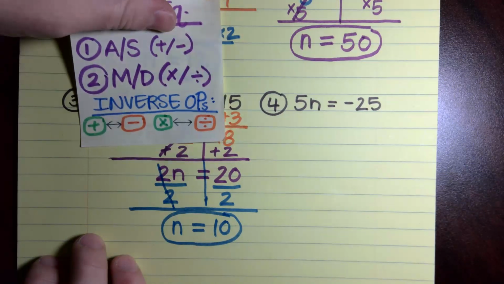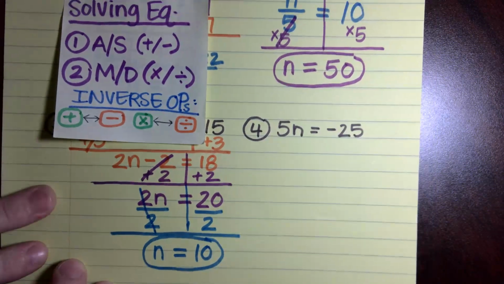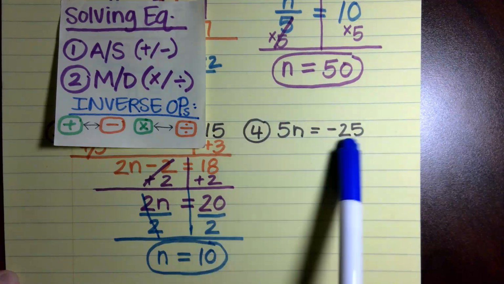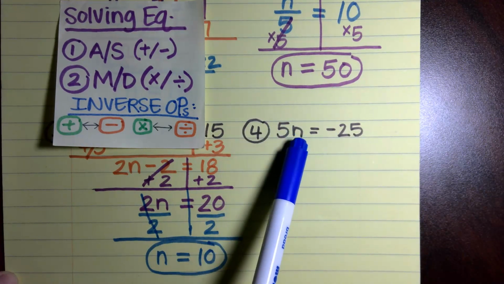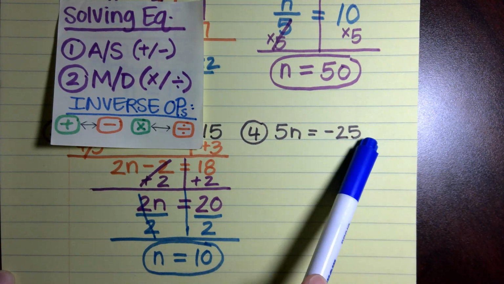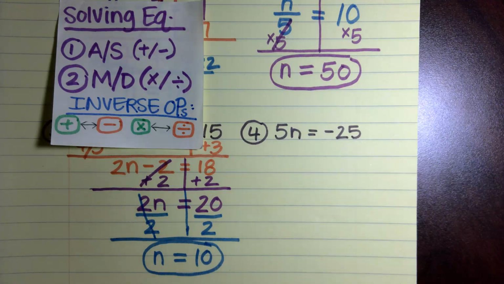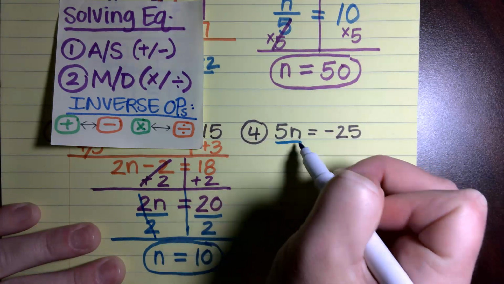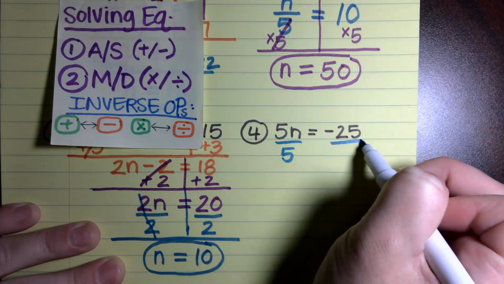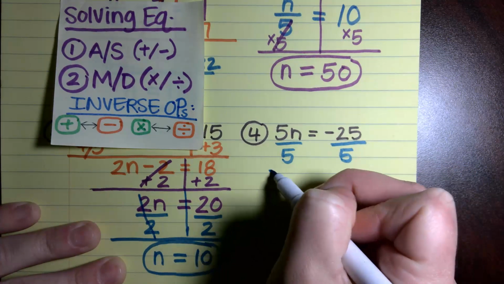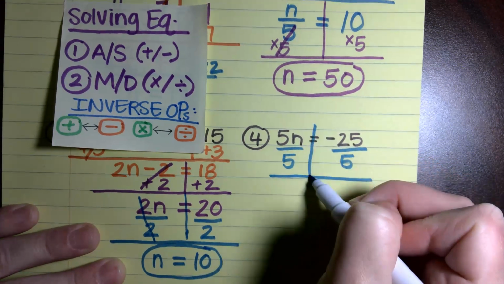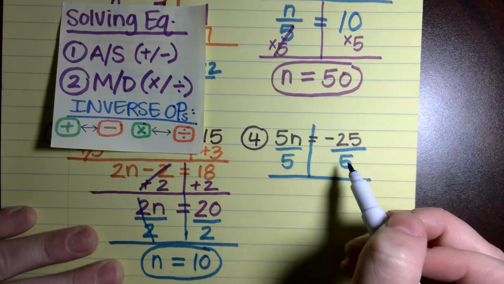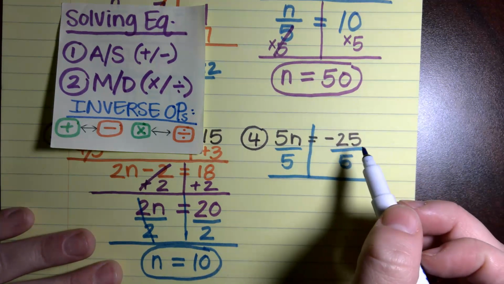I gave you a simple one here at the end. This is just a one-step equation. I've got 5 times n equals negative 25. What do I need to do here? Divide. 5 times n, we're going to divide by 5. Use that inverse operation to get rid of it. And there's our 2 sides of the equation, so we also got to do it to negative 25.